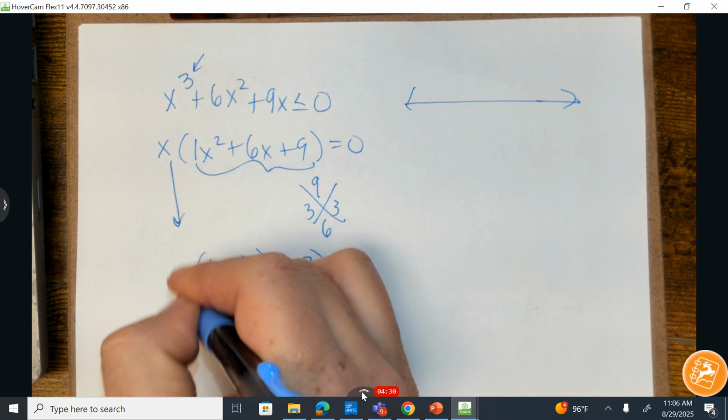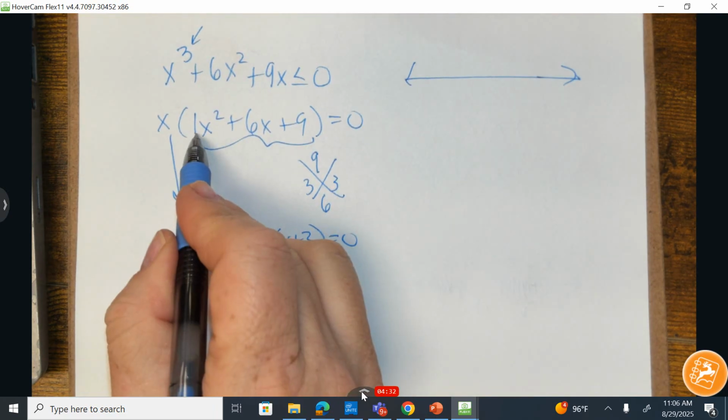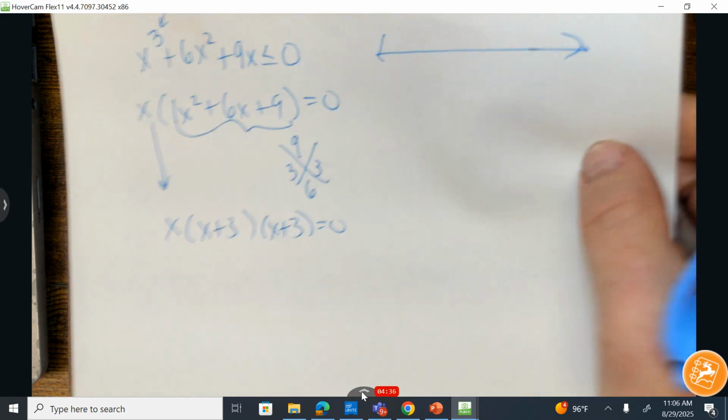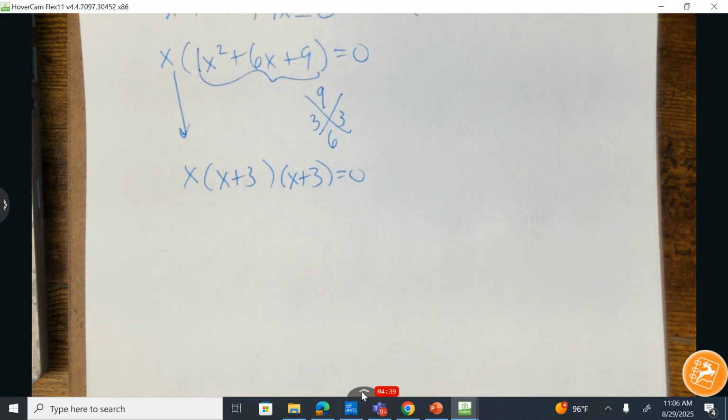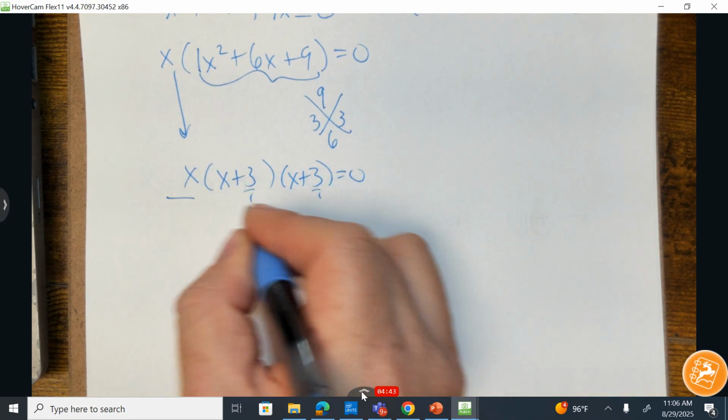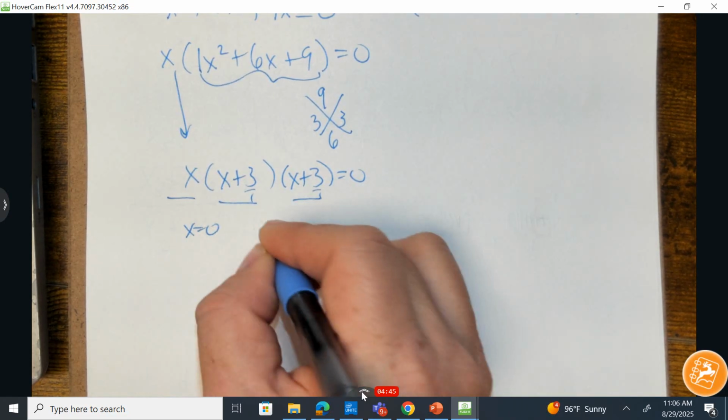Don't forget about the x out front. And whenever the leading coefficient is any value other than a positive 1, you must put it underneath the values and then simplify. Doing 1 is not going to make a difference. So I'm going to set each one of these quantities equal to 0, and I'm going to solve.